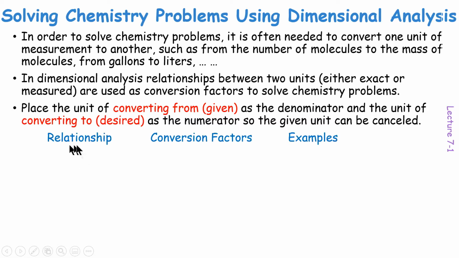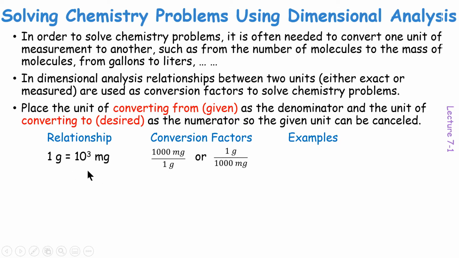The relationship between grams and milligrams: 1 gram equals 1,000 milligrams. Using this relationship, two conversion factors can be given. Either 1 gram on the bottom equivalent to 1,000 milligrams on top, or 1 milligram on bottom, 1 gram on top. You see, both conversion factors are based on this relationship, depending on what you need.